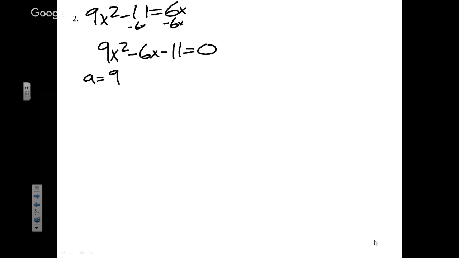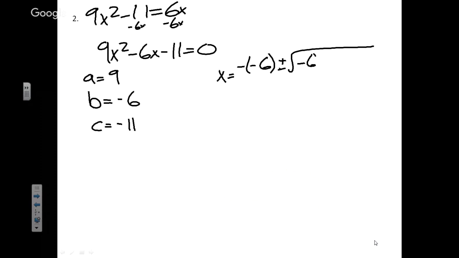A is going to be 9. B is going to be -6, and C was -11. So when we set that up, then we have x equals -6 plus or minus the square root of -6 squared minus 4 times 9 times -11, all divided by 2 times 9.